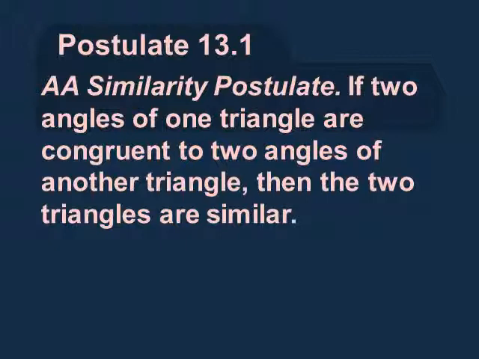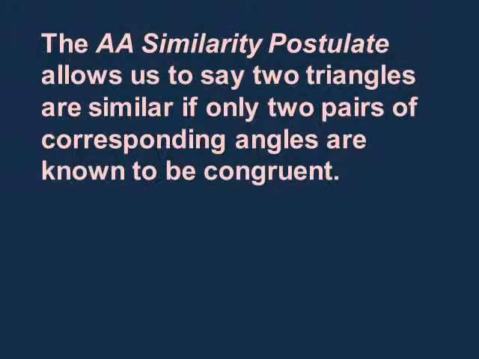So our first similarity postulate is angle-angle. This is the most basic of the similarity postulates for triangles, and it says if two angles of one triangle are congruent to two angles of another triangle, then the two triangles are similar. Notice it does not prove that the two triangles are congruent because the sides could be very different lengths, but angle-angle proves similarity. So it allows us to say two triangles are similar if only two pairs of corresponding angles are known to be congruent, because we know that if two are congruent, then automatically the third is as well.